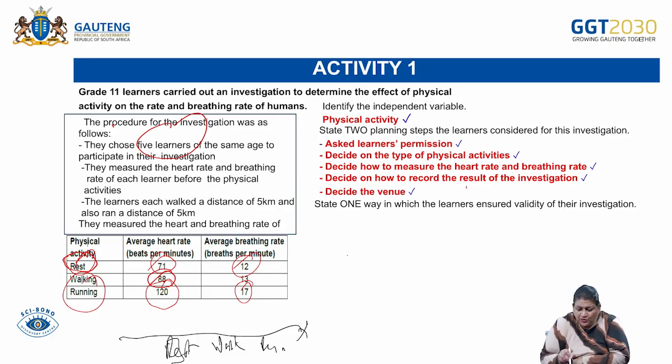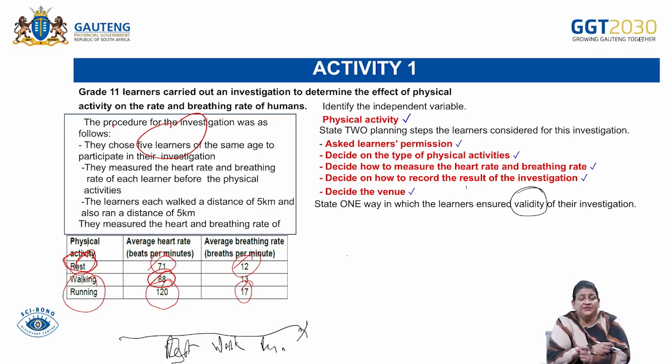State one way in which the learners ensured validity. Now validity means how did they ensure that it was a fair investigation. You can't take 5 learners to run and 20 to sit down. You can't take somebody who's 30 years old and another one that is 6 years old. So you have to have the same age, same type of exercise. You can't let one run for 5 minutes and another run for 1 hour. So the duration of the exercise must be the same. If you are going to measure the person's activity, let's say when he's walking, you can't take it for 1 minute and then measure another one for 10 minutes.